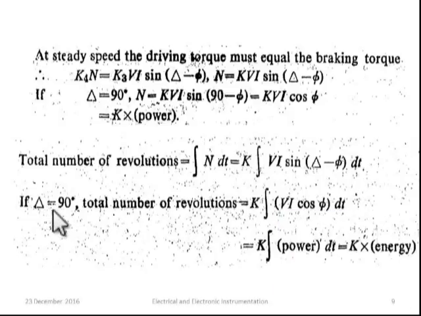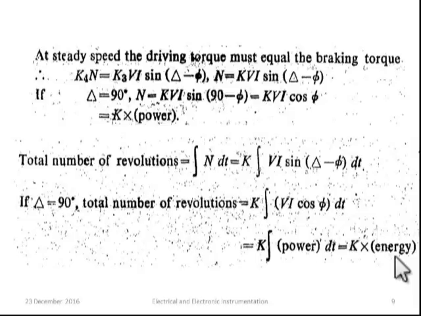if delta is equal to 90-degree, that is the condition. Based on this condition, we can write that the total number of revolutions made by the disc is equal to K into energy. We know that energy is nothing but power into time. So by integrating, we will be able to get power into time, which can be written as energy, and a very common unit used for energy is kilowatt hour.